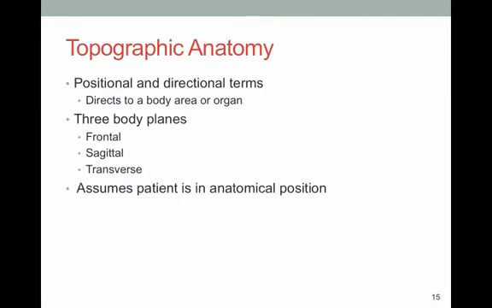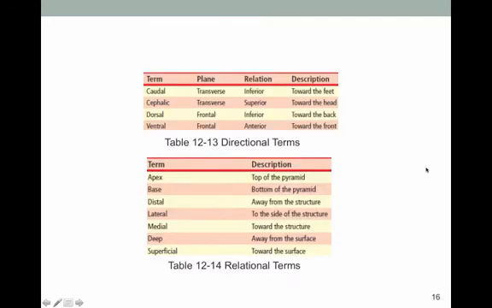Topographic anatomy. Position and directional terms. Directs to the body area of an organ. Three body planes: there's frontal, sagittal, and transverse. Assumes the patient is in the anatomical position. And I got some of the tables here to kind of talk through. Example, caudal, which is on the transverse plane, and it's inferior, it means towards the feet. Cephalic, transverse plane as well, superior, towards the head. These are directional terms, 12-13.